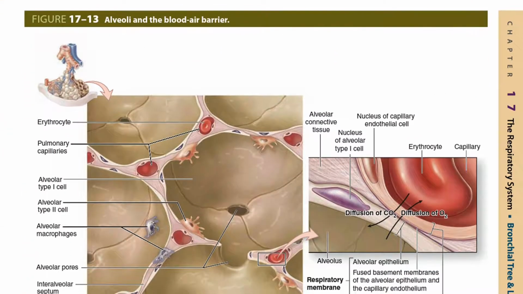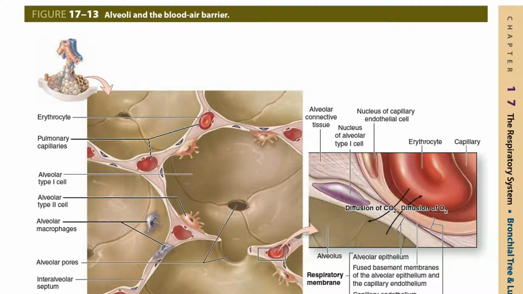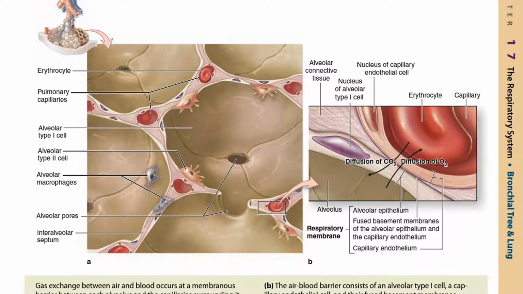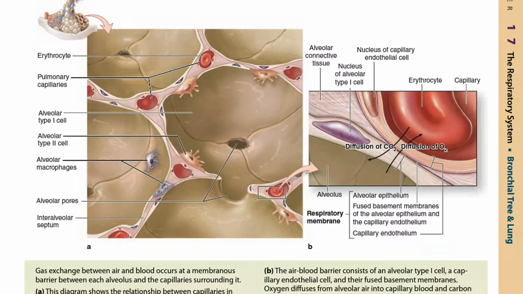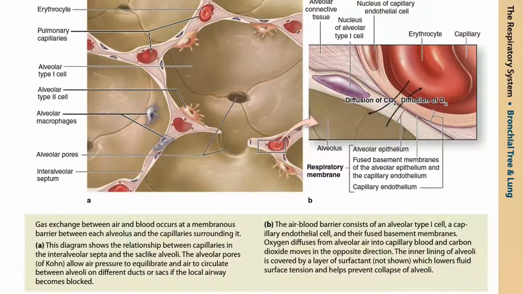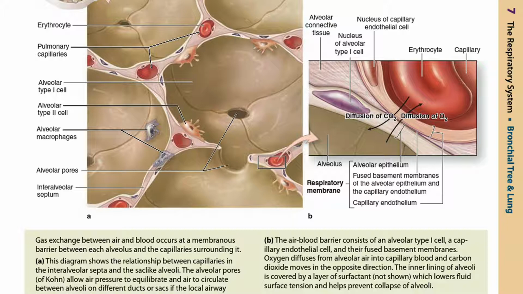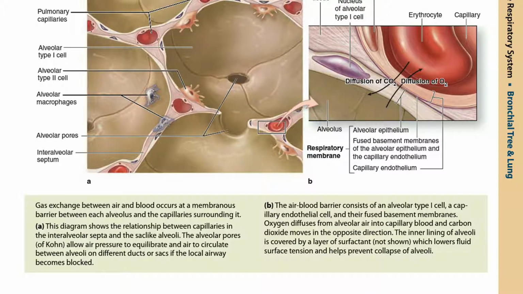Now this figure, okay. Alveolar type 1, type 2 cell, macrophage, pores, everything is shown. Erythrocyte in the capillary. Then on the right hand side, the respiratory membrane. They have zoomed in on that respiratory membrane, okay, and you see the diffusion of CO2 and O2. This is the information.